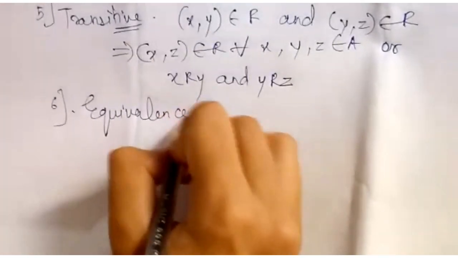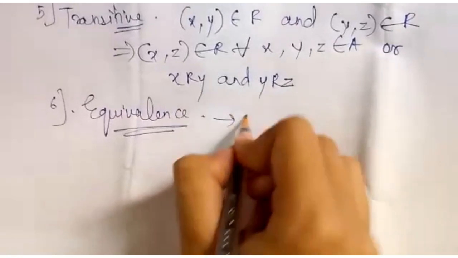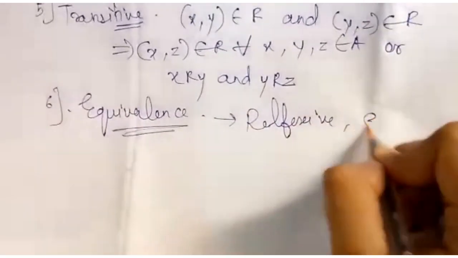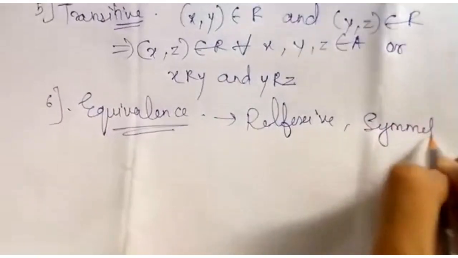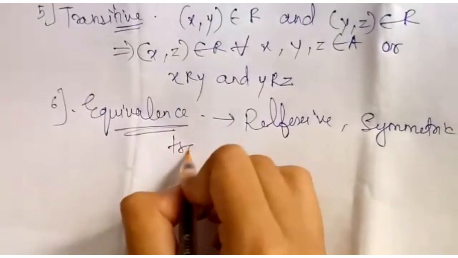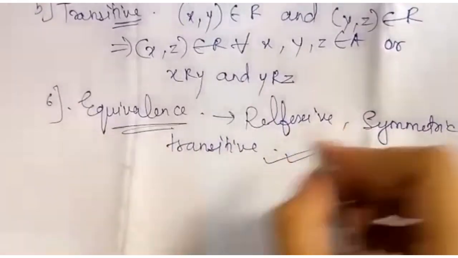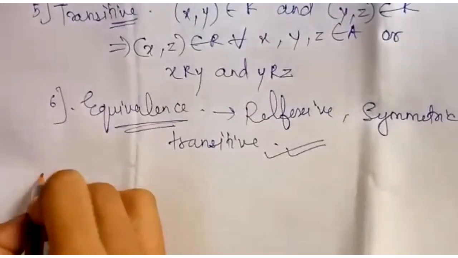Then the sixth one is the equivalence relation. An equivalence relation is the one which satisfies reflexive, symmetric as well as transitive relations. So if it satisfies these three, then it is known as an equivalence relation.